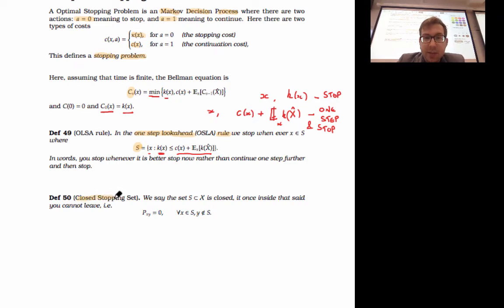So let's define what we mean by a closed stopping set. We say that a set of states, S, is closed if once you're inside that set, you cannot leave. In other words, if I've got a state X inside, say, the stopping set, there's no way that the process can reach a point where it has left the set. So for all X that are inside the set, and all Y that are outside the set, the probability of jumping from X to Y is zero. Let's draw a picture of that. So basically, we've got some set.